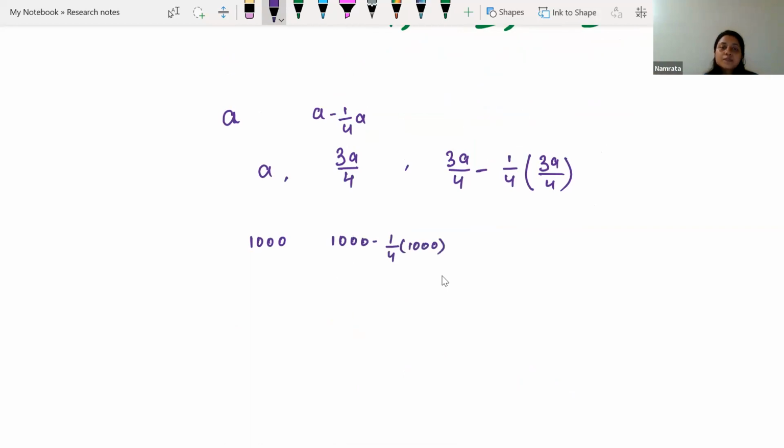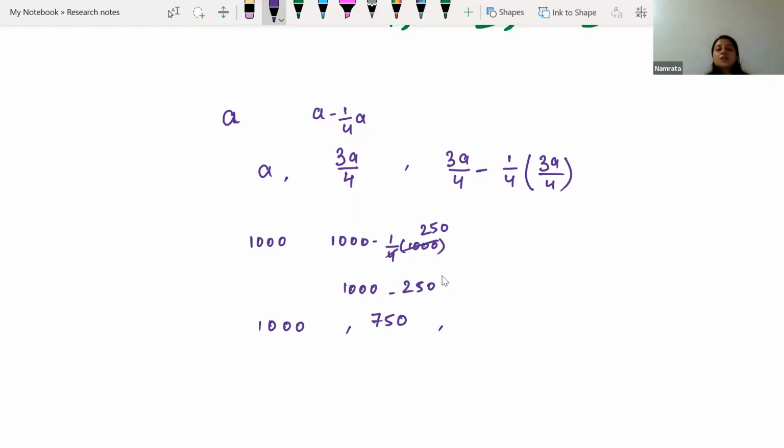That means 1000 minus 250. That means 750, right? So we are having the first number as 1000. We ended up getting the second number as 750.